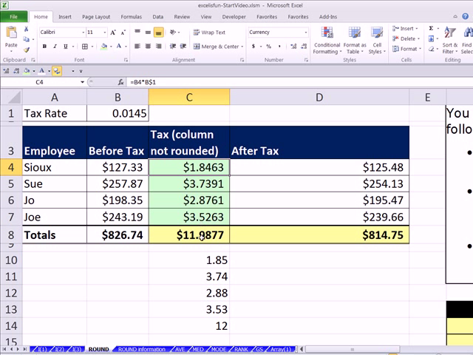And I have the rules for when you are required to round over here. We'll look at those in just a moment.